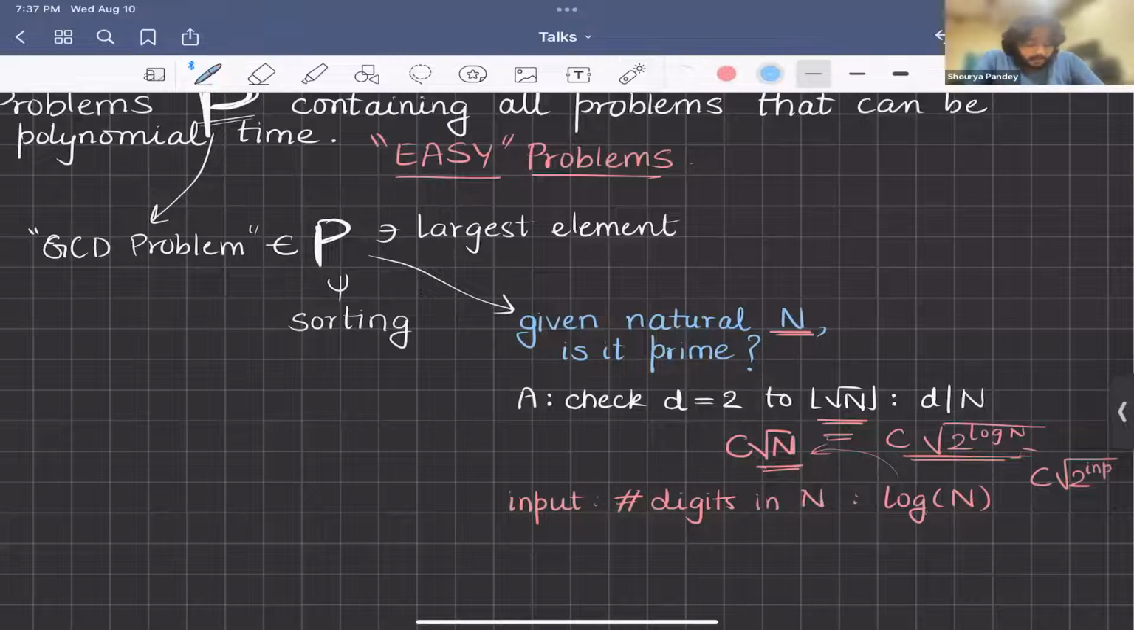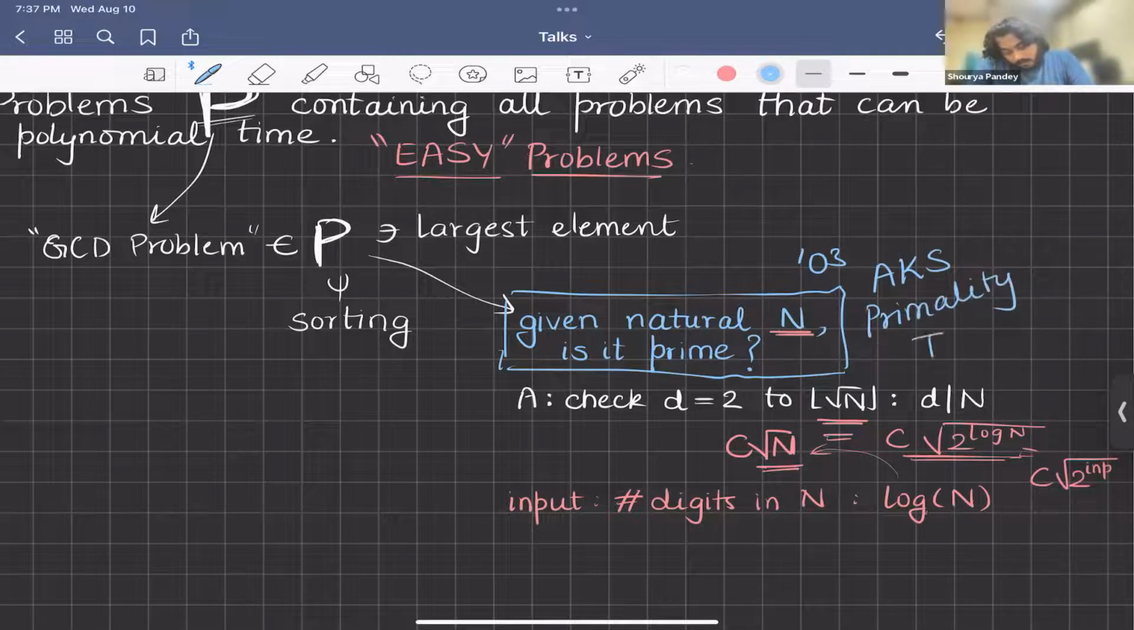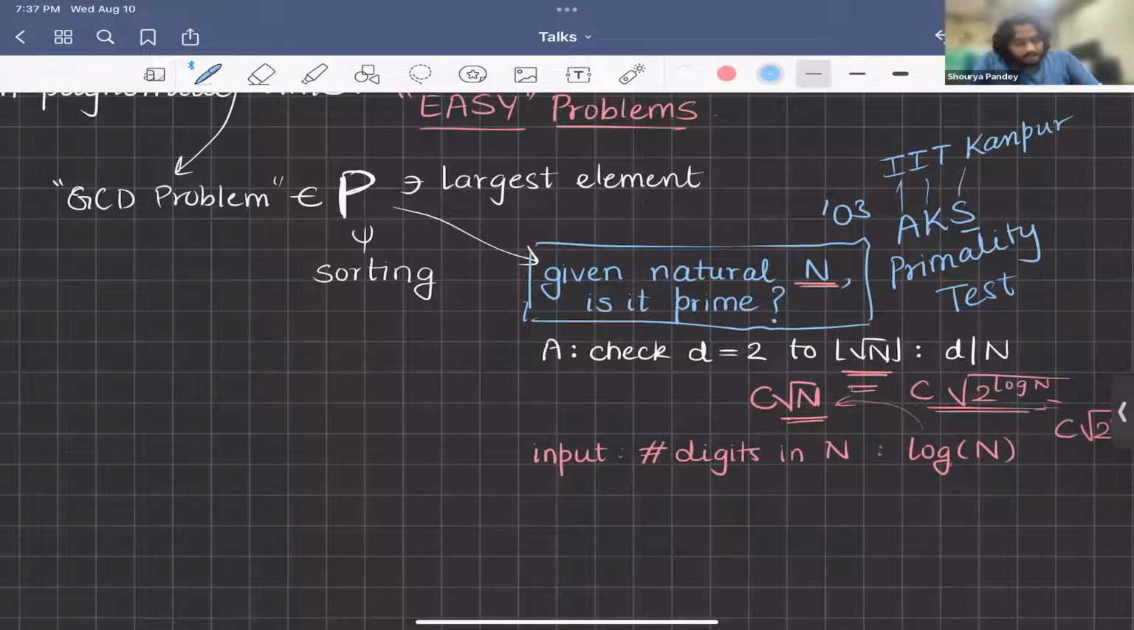So this result is not trivial actually. That testing whether a number is prime or not is in polynomial time was shown in 2003 or 2, I'm not sure, I don't remember, but it was 3 Indian people who did this. This test is called the AKS Primality test. Agarwal, Kayal, Saxena all worked at IIT Kanpur. I think 2 of them were students of Saxena.